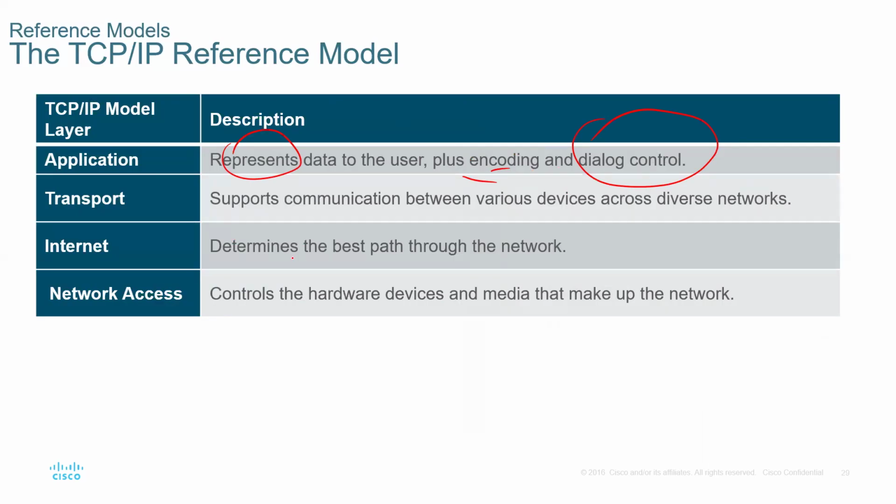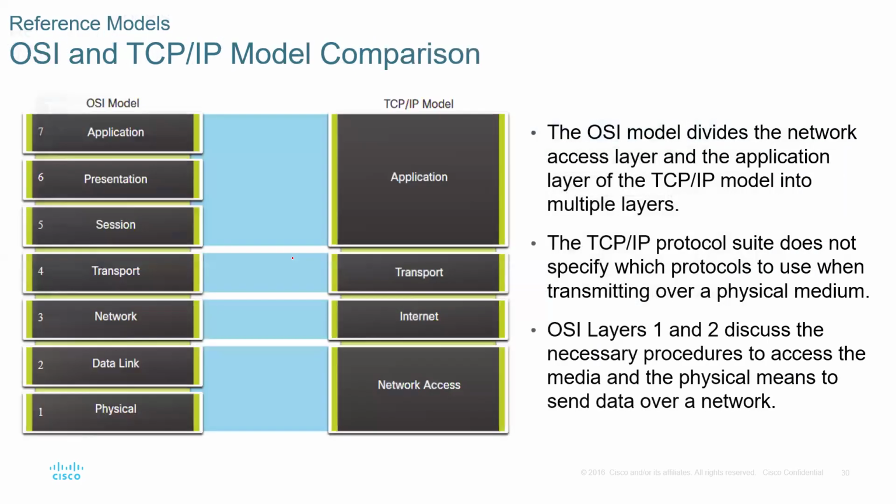The internet layer is also almost the same, it determines the best path through a network. That is IP routing. Then we have the network access, which controls the hardware devices and media that make up the network, a sum of the data link and the physical layer. Comparison of those two layers.